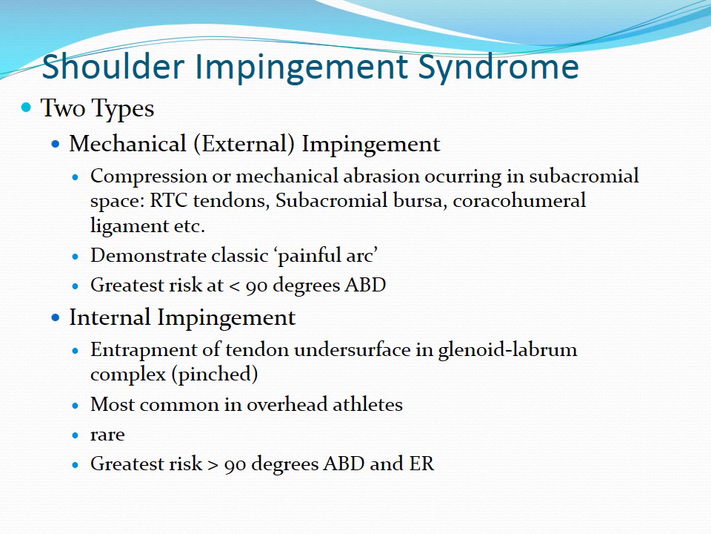So again, there's two types of shoulder impingement that I want you guys to know. There's mechanical, which is also called external impingement, and there's internal impingement. So external impingement is what you normally think about when you think about shoulder impingement. It's anything that causes compression or abrasion in the subacromial space. So there's a lot of normal structures in there that you could potentially impinge. The rotator cuff tendons, pretty much any of them, but more likely supra, infra, long head of the biceps, that sort of thing. Subacromial bursa, coracohumeral ligament, etc.